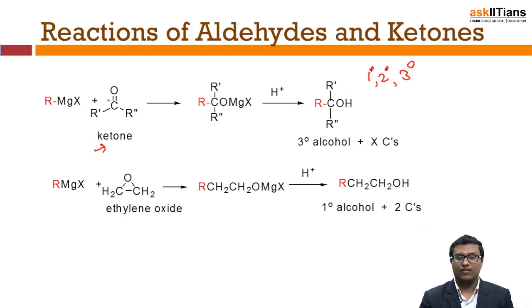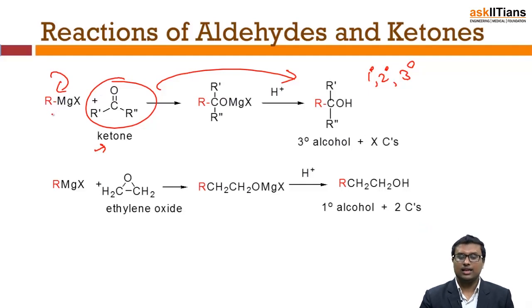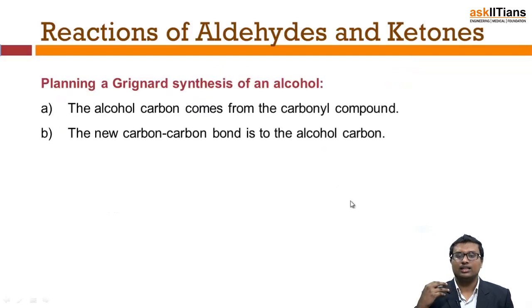So here if I use a ketone, I will get a 3 degree alcohol, and with the same Grignard reagent and this ketone, I will be getting a 3 degree alcohol. Instead of your aldehyde and ketone, I can also use ethylene oxide. So what happens if I use ethylene oxide? The same thing, just like for formaldehyde, you will be getting an alcohol. So Grignard reagent is a very important process in generating alcohols, right?